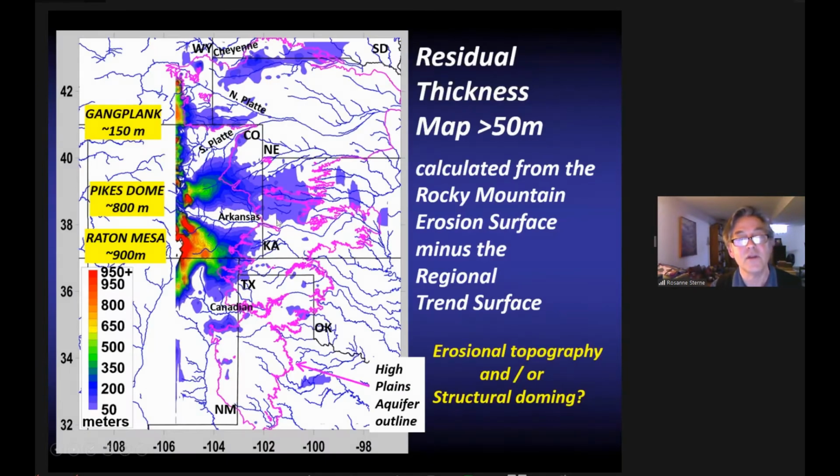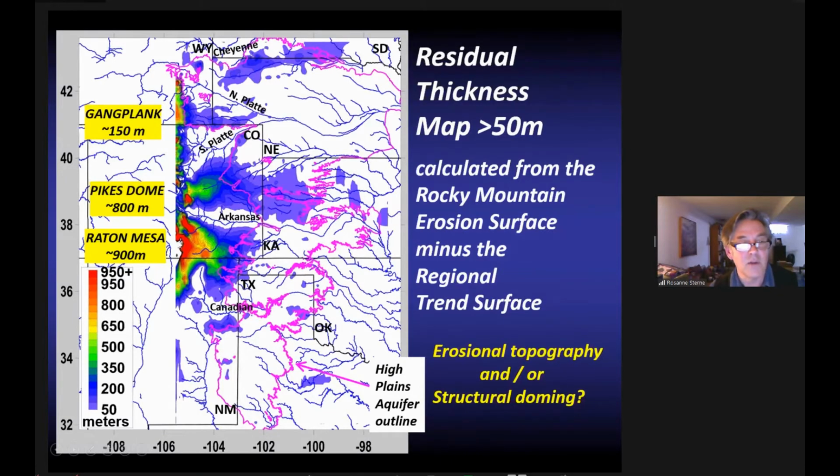Really makes the domes pop out. So here we have a relatively subdued one at the gangplank, and I'm suspicious of this because of the mapping of the High Plains Aquifer. I'm going to redo this area up in here. But Pikes Dome is robust and pops out. It looks like it's got about 800 meters at its apex, and that's not including Pikes Peak proper, which looks to be a little structural pop-up. We can all talk about that.